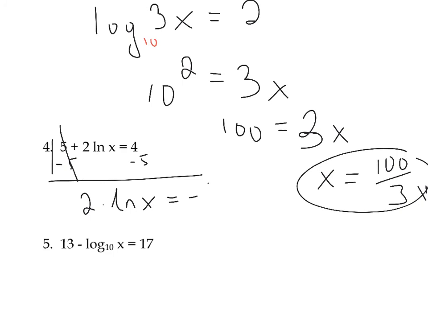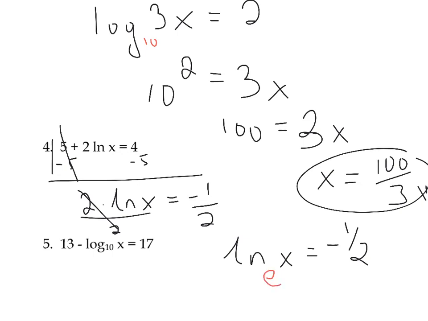And then divide by 2, divide by 2. So you get ln x is equal to -1/2. Now, the trick here is this. If it's log, it is base 10. If it's ln, it's base e. Please highlight this. So, how do you rewrite this?